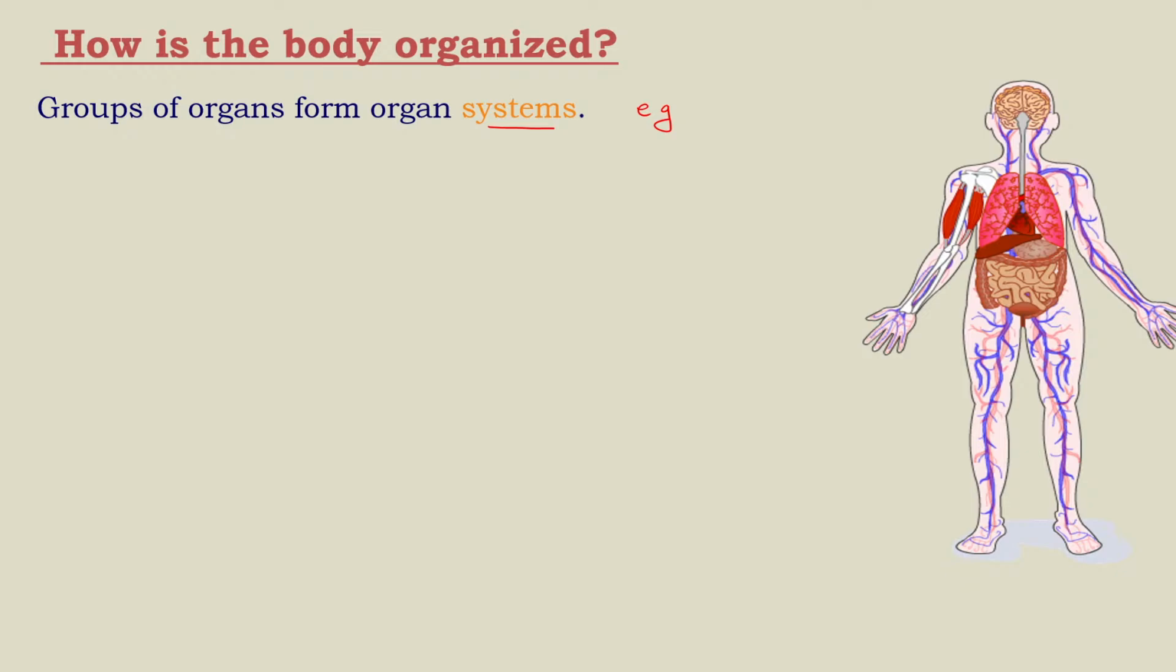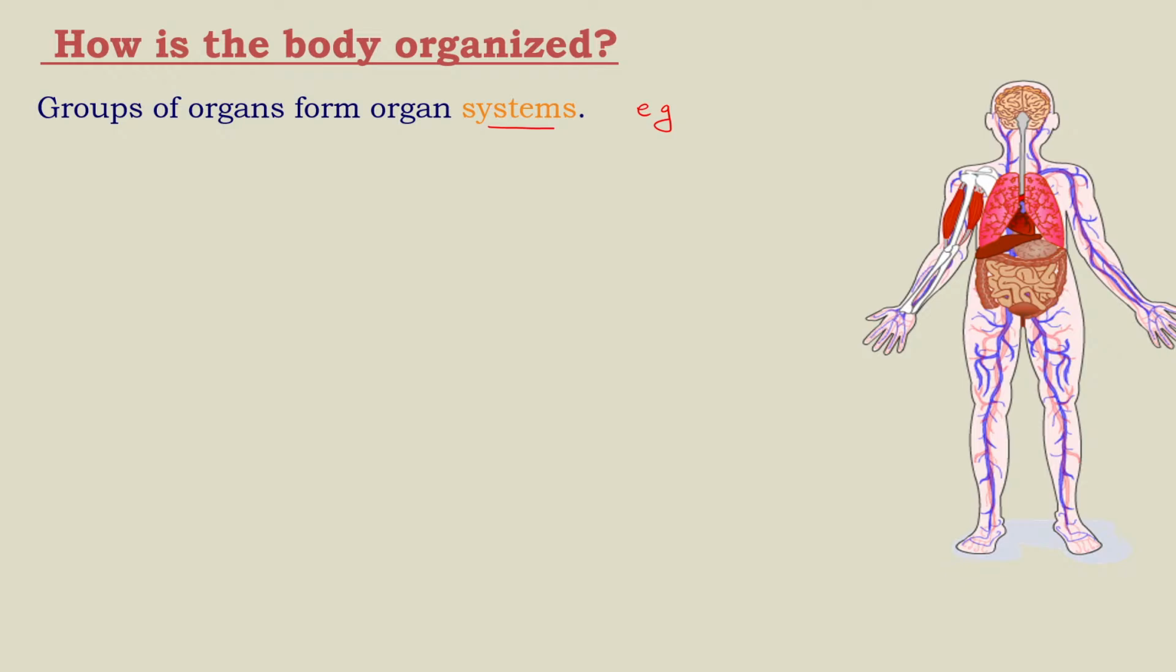We know that the digestive system is made up of the mouth or buccal cavity, then esophagus, stomach, small intestine, large intestine and anus. These are the different organs of the human digestive system. Whereas what are the different organs of the respiratory system? We have nostril, trachea, lungs and diaphragm.